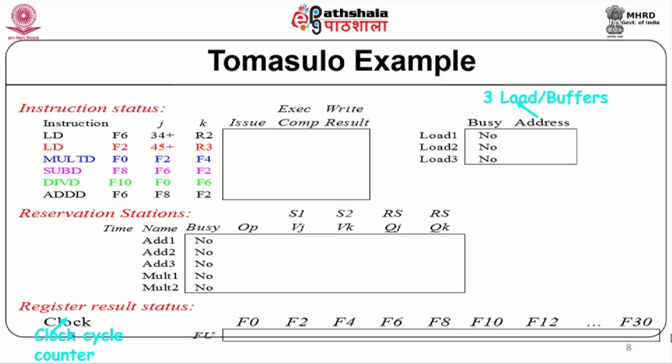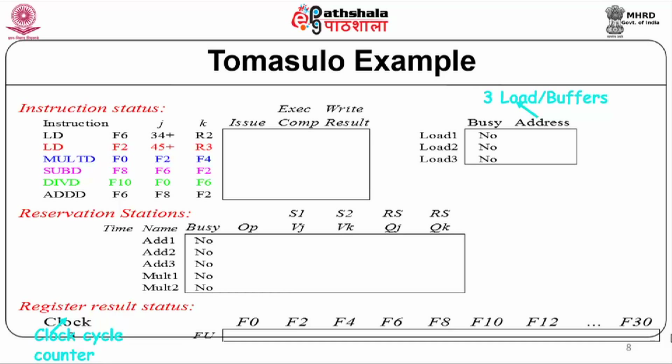So, you have a clock cycle counter which tells you which clock cycle is proceeding. We assume that there are 3 load buffers. The load buffer entries, you know that you need to have an address, you need to have a busy field indicating whether the load buffer is free or not. Of course, we do not have any store instructions here, so the store buffers have not been indicated. So, that is the first data structure which gives you the reservation stations.